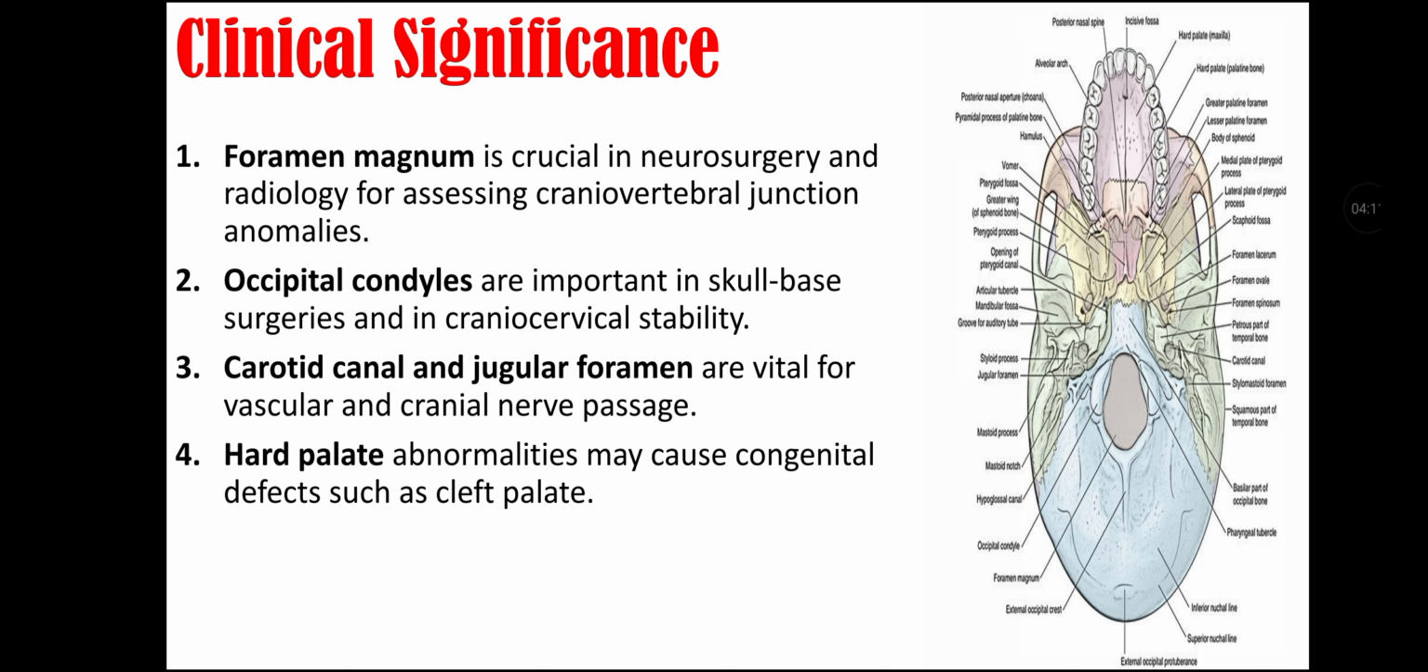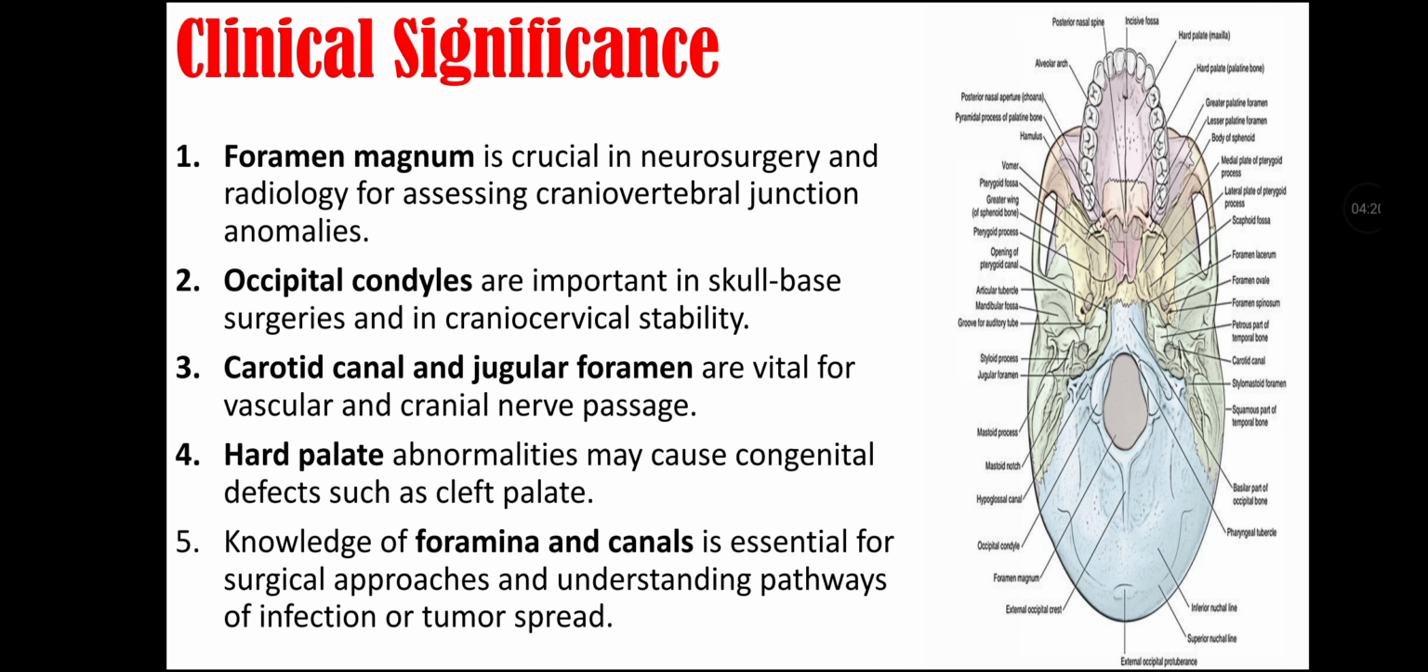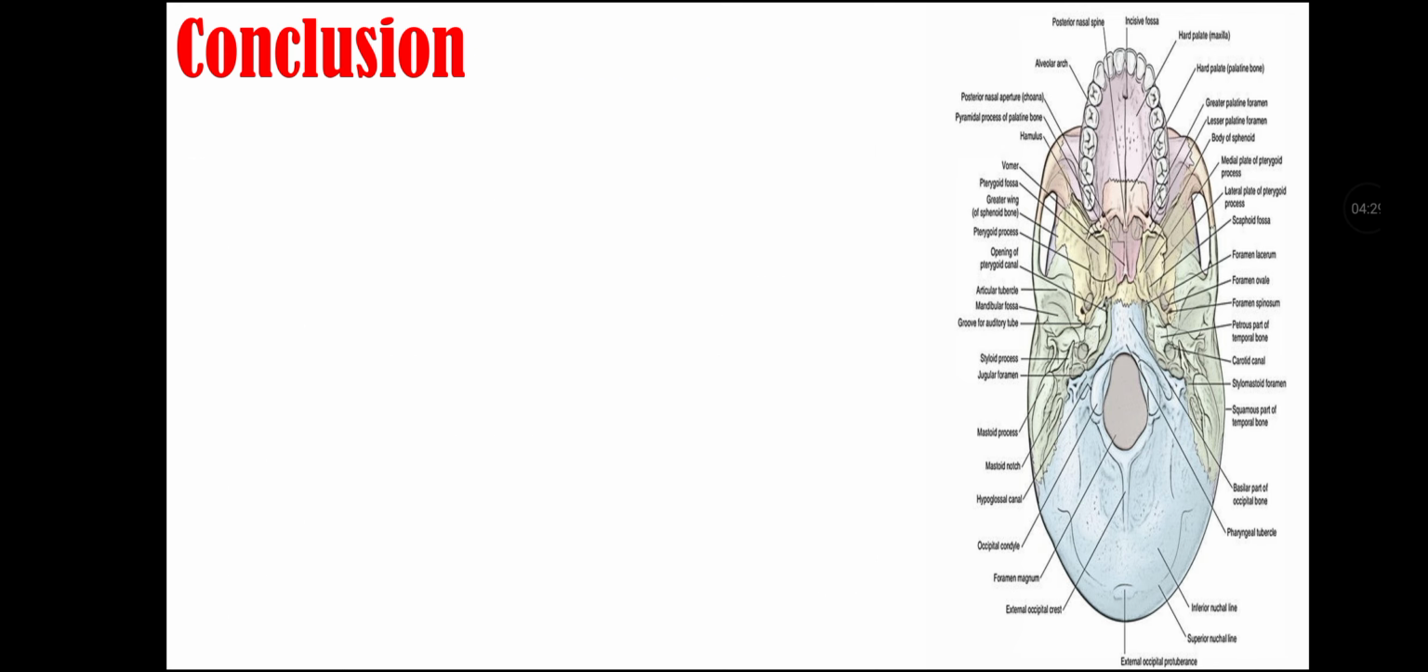Fourth significance is hard palate, as if there are any abnormalities in hard palate, it may cause congenital defects such as cleft palate. Fifth is that the knowledge of foramina and canals in Norma Basalis is essential for surgical approaches and understanding pathways of infection or tumor spread.